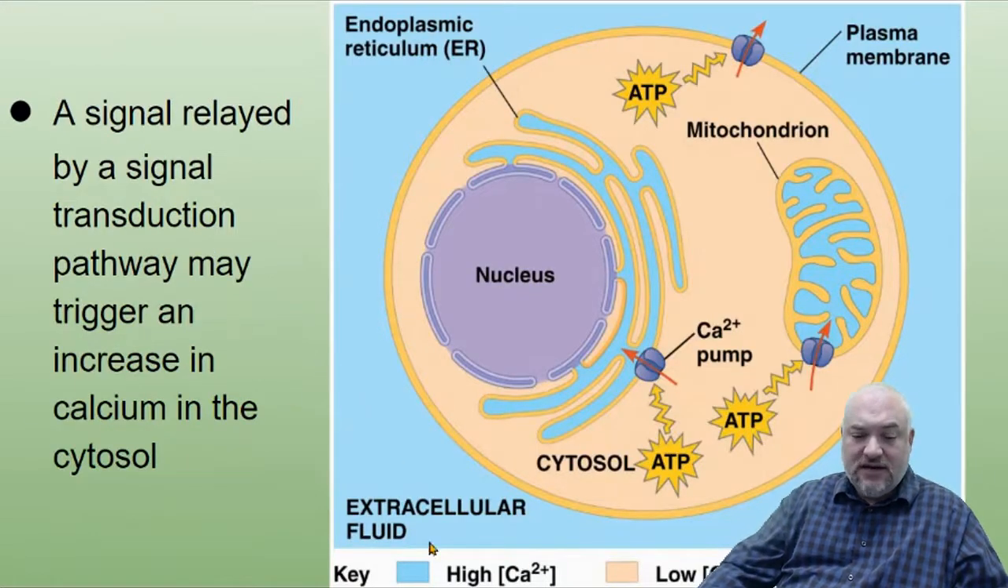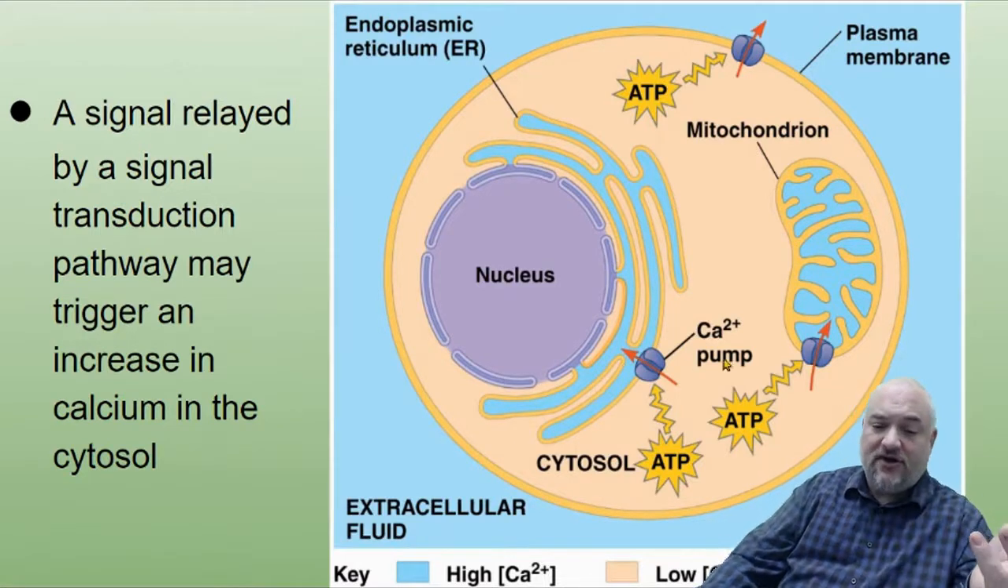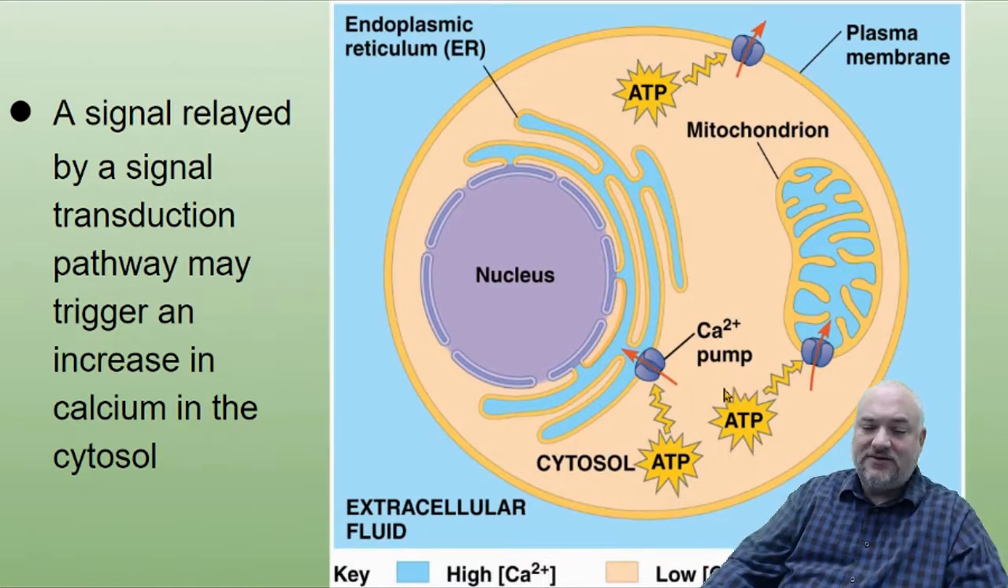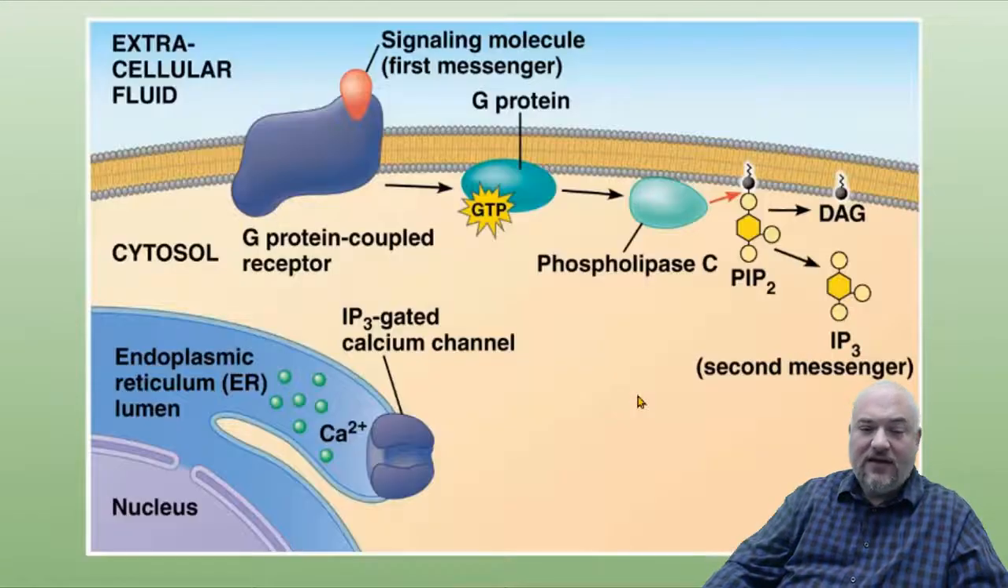So here we can see blue is high calcium, low is this orangish color. We can see we get lots of calcium outside the cell and a high concentration in the endoplasmic reticulum. And our bodies, our cells, are constantly trying to pump calcium out of the cytosol and into these other reservoirs, so we have a big concentration difference.